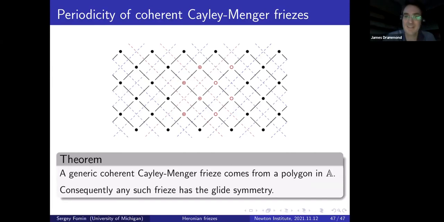Sure. Hi. I was just going to ask about the choices that you make for this extra data. How many choices do you have in general, and do they really give different patterns, or are the different patterns related to each other?